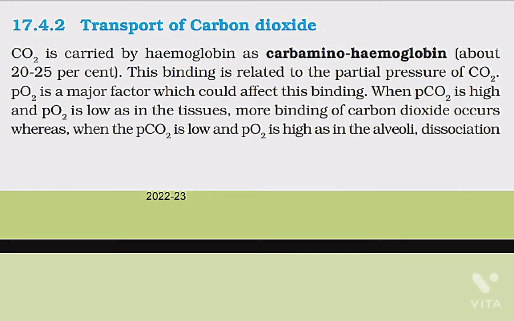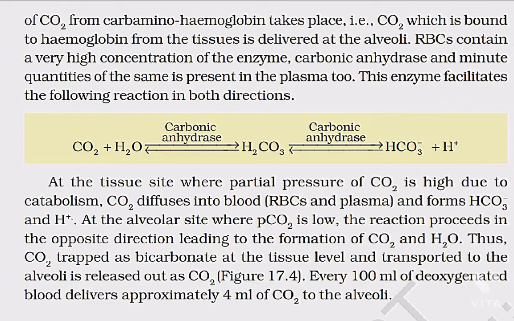When partial pressure of carbon dioxide is high and partial pressure of oxygen is low, as in the tissues, more binding of carbon dioxide occurs, whereas when the partial pressure of carbon dioxide is low and partial pressure of oxygen is high, as in the alveoli, dissociation of CO2 from carbaminohemoglobin takes place. That is, carbon dioxide, which is bound to hemoglobin from the tissue, is delivered at the alveoli.